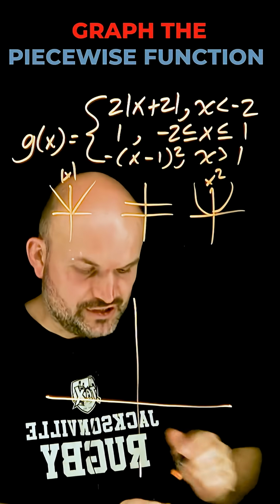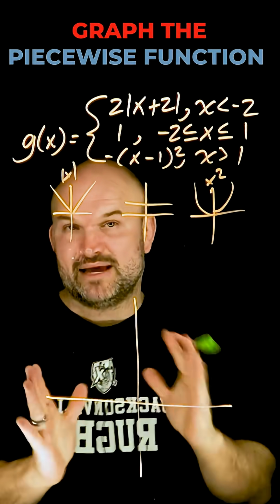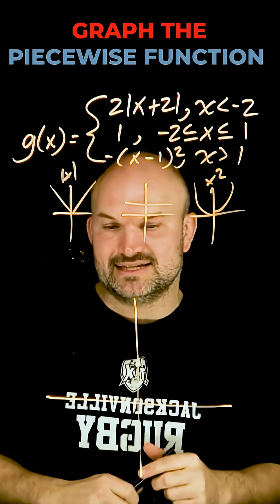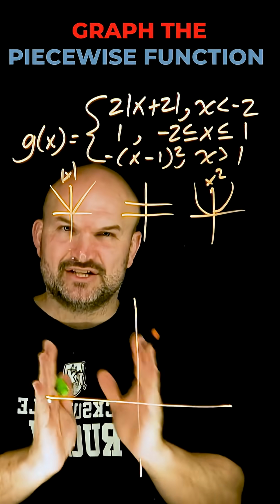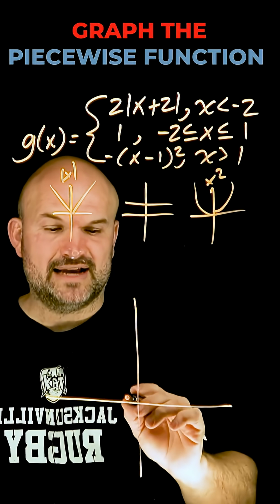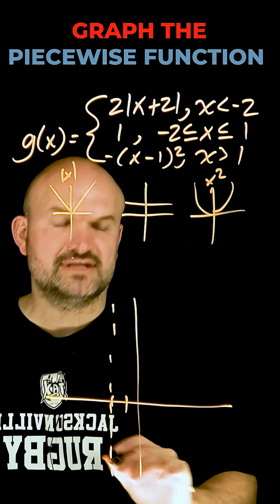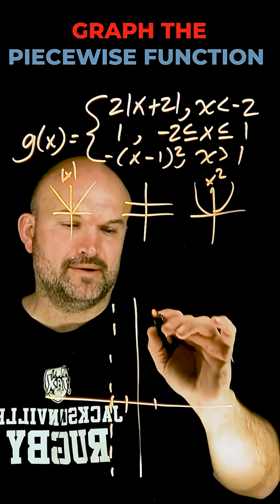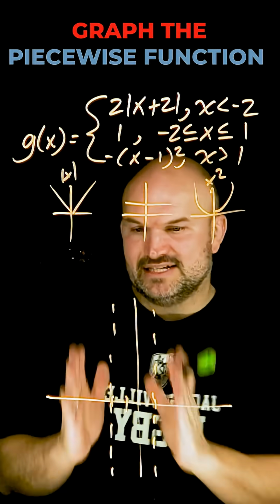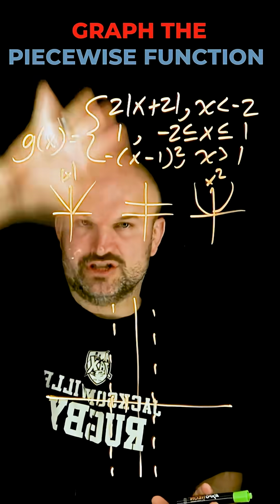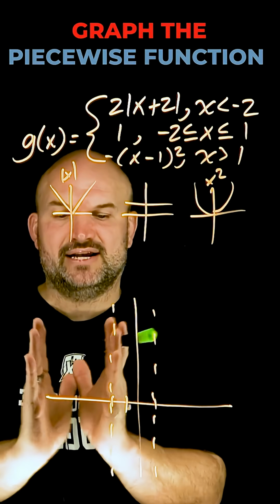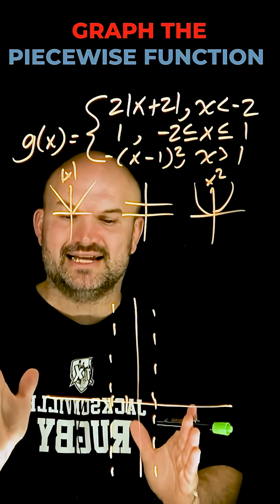And then we have our domain restrictions. Now, what I like to do when I have multiple domain restrictions that are not on the y-axis, I'm just going to draw little dashed lines to separate my graph. So I have -2, I'm going to draw a nice little dashed line, and I have +1. The reason I'm doing that is for each of these sections, one of these functions is going to be true. So for this section right here, this is for x values that are less than -2.